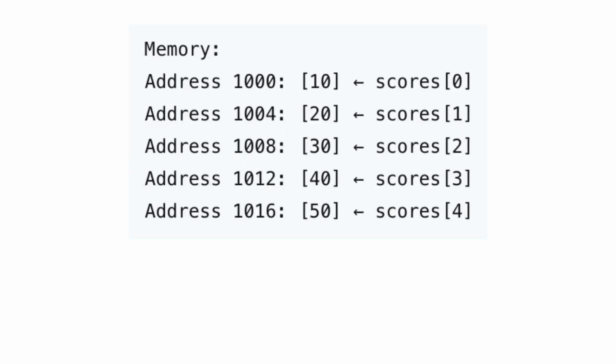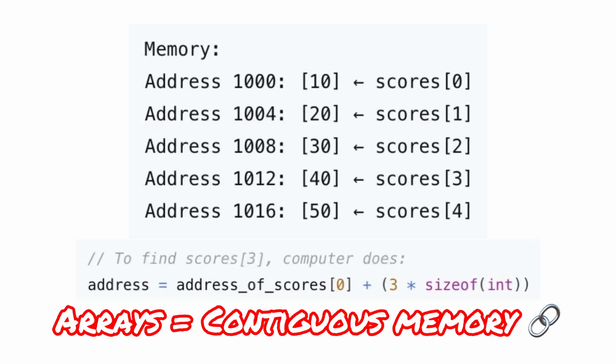Here's how arrays are stored in memory. Each element is stored one after another. The computer only remembers the address of the first element. To find any other element, it calculates the address by adding the appropriate number of bytes. This is why array access is so fast.